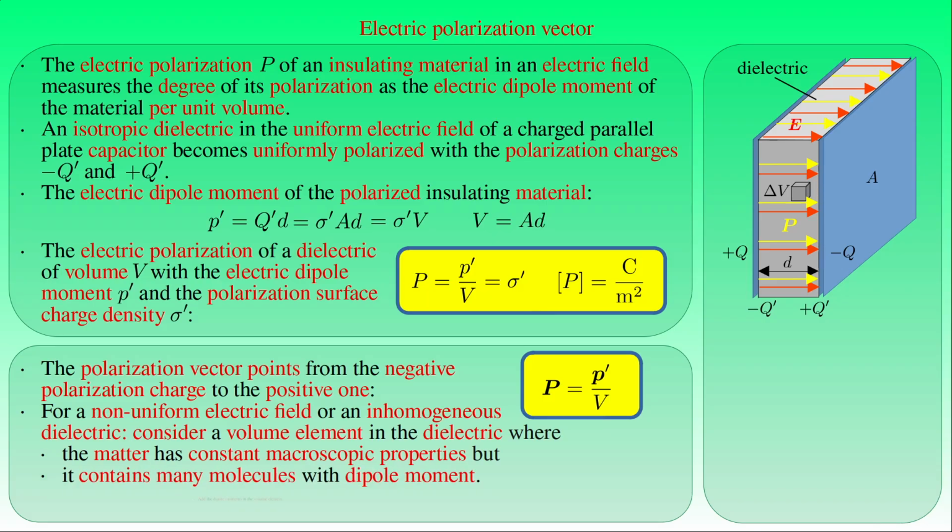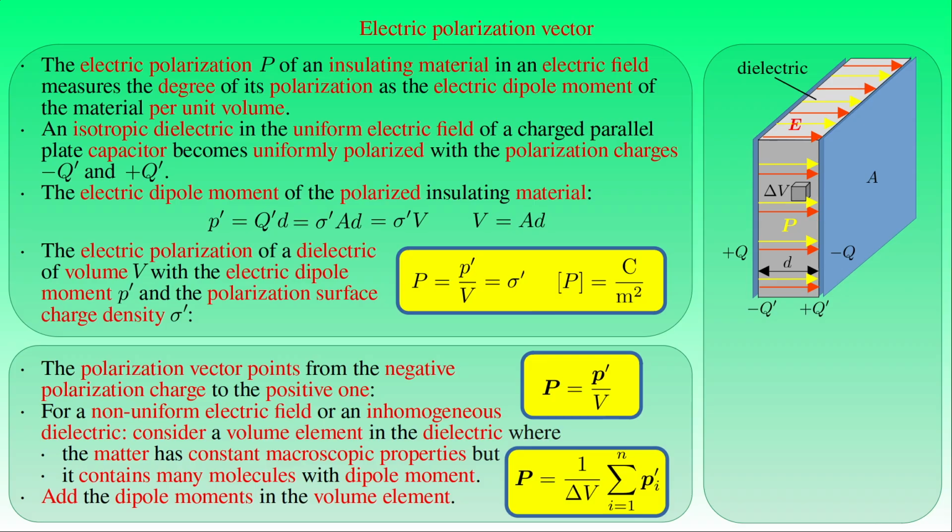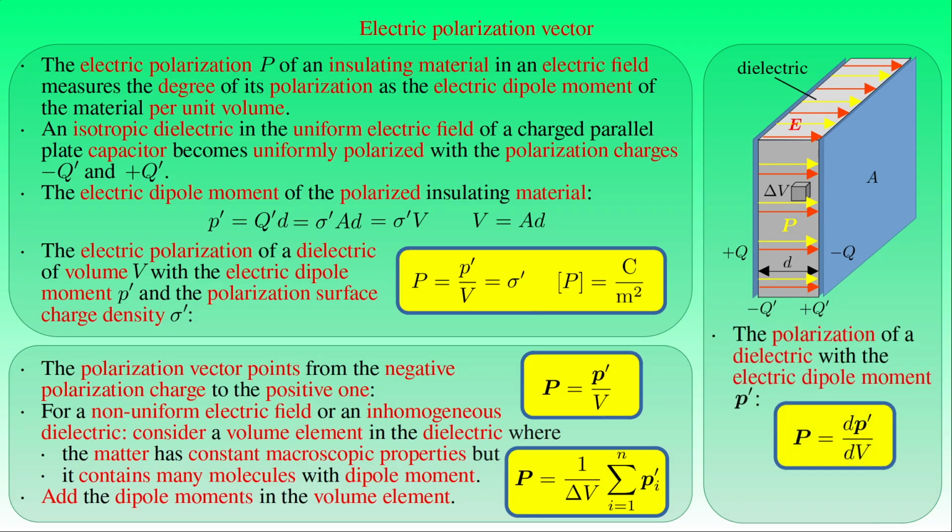We can add these dipole moments p'_i for all the n molecules in the volume element and divide this sum by delta V, which gives the electric polarization P at the given point of the dielectric polarized in an electric field. If the volume element delta V becomes an infinitesimally small volume element, then we can formally define the polarization P of a dielectric with the electric dipole moment p' by the derivative of the electric dipole moment p' with respect to the volume V.